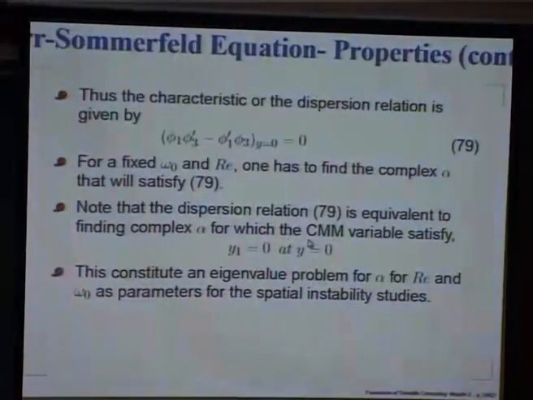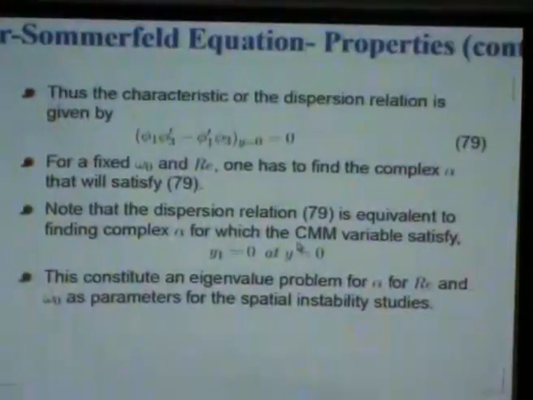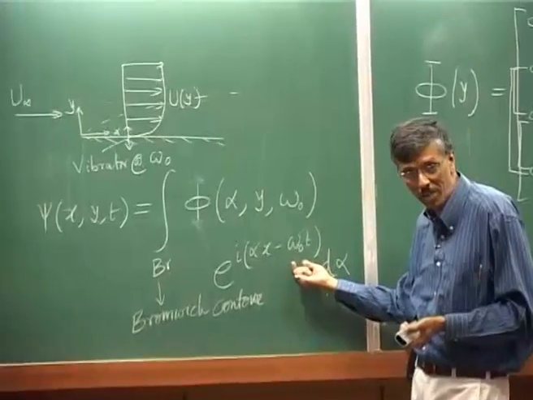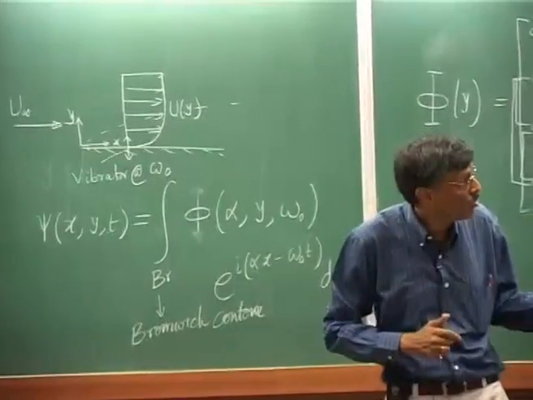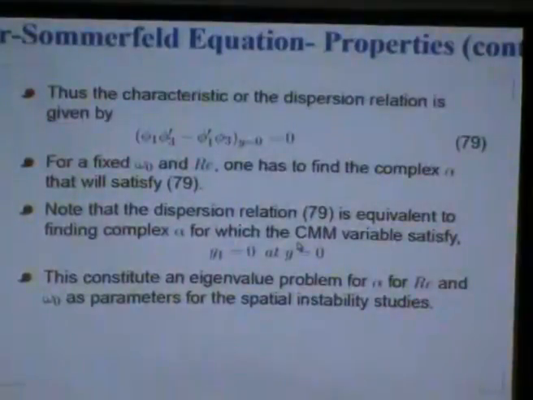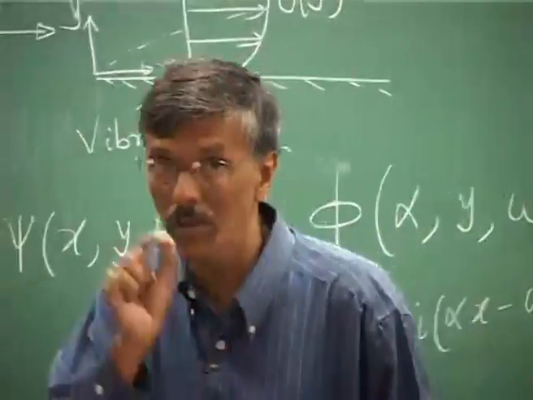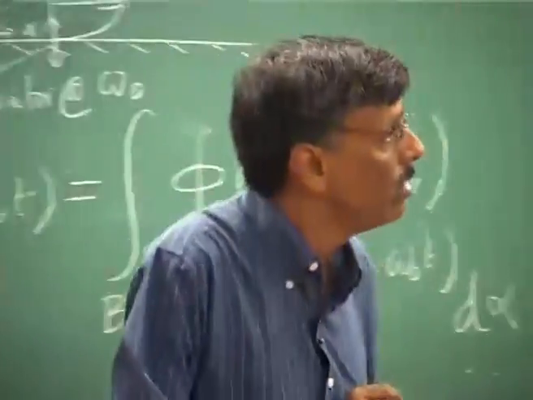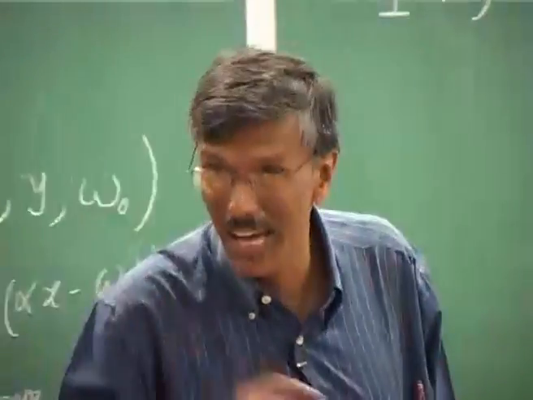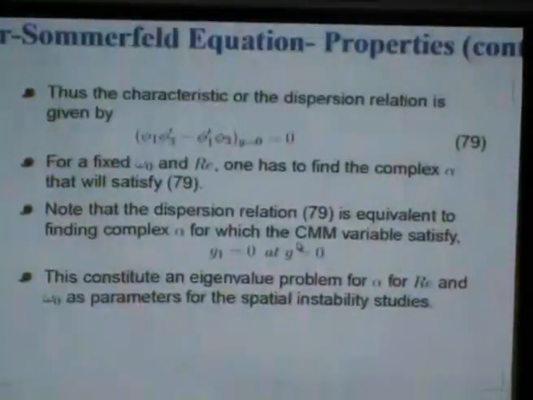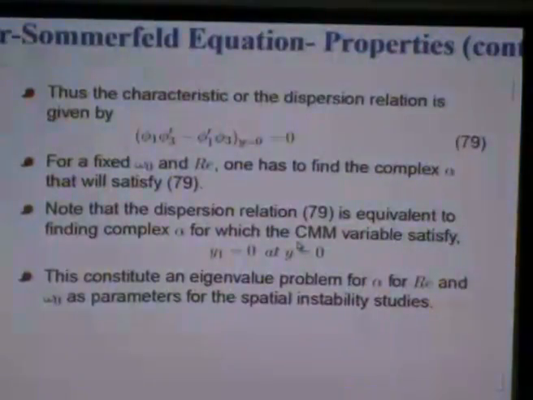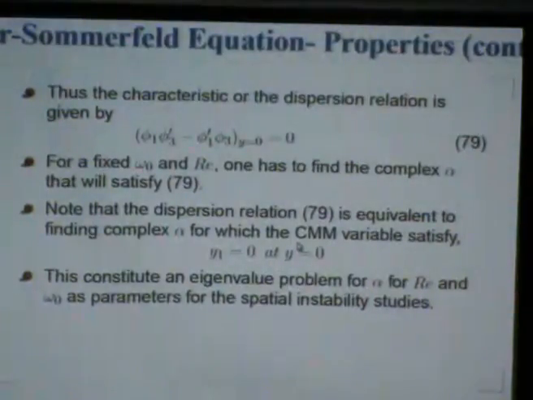We will also call that a dispersion relation, and I will define what dispersion relation is. But looking at this expression, you can say what we are implying by dispersion relation. We are fixing omega naught, and we are trying to find that complex alpha which will satisfy 79. So, not all alphas are admissible. You will pick and choose a particular set of values of alphas which we will call the eigenvalues, and those complex alphas are the eigenvalues for this fixed omega naught and Re, right. So, this is something that we have to take home from here.